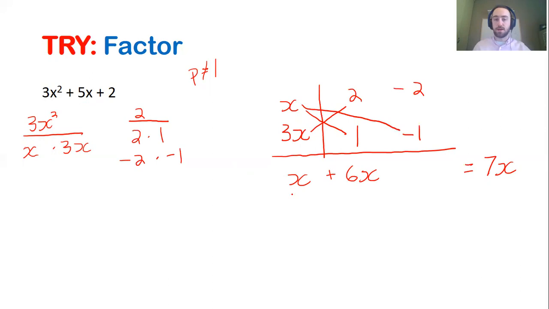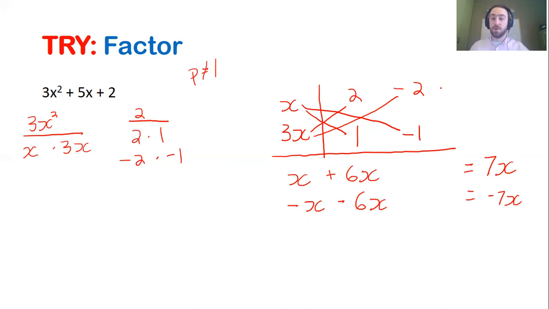X times -1, giving us -x. And 3x multiplied by -2, giving us -6x. Doing the addition, we have -7x. Again, this is not positive 5x. So what do we need to do? Why did we not get the right factors?